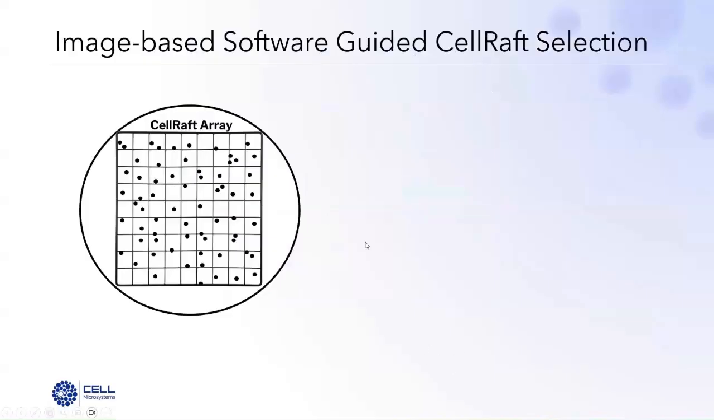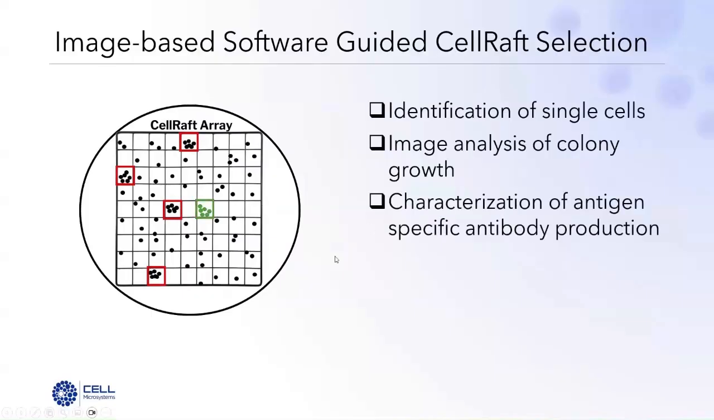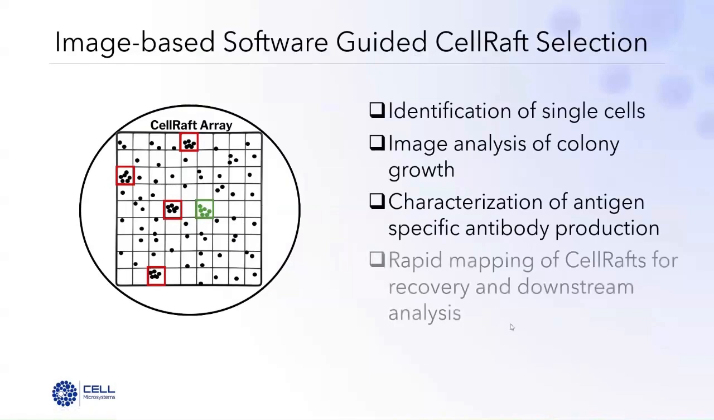Using our software and all of the images that I've shown you in the talk today, we can very easily find the needle in the haystack. We can use the software to identify single cells at time point 0. We can perform a full image analysis of colony growth over time to ensure that the cells are growing at a rate or a speed that we're interested in. We can add in these fluorescent reporter antibodies to characterize the antigen-specific or non-antigen-specific production on a well-by-well and a raft-by-raft basis. And then ultimately, we can create a tailored triage list to map those cell rafts for recovery and downstream isolation.